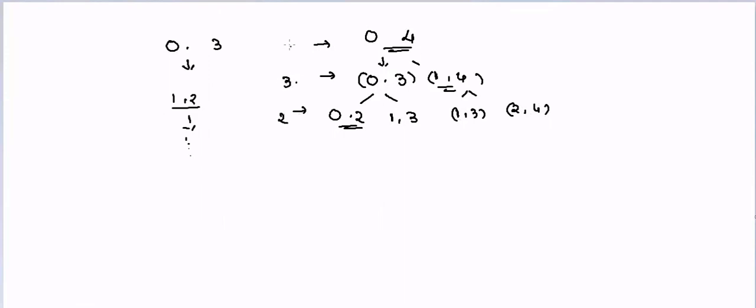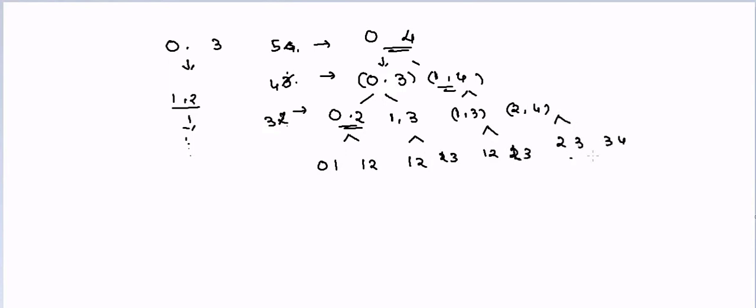So over here with the length 5, over here with the length 4, over here with the length 3, and then 0 to 2 again we'll go with 0 1, 1 2, then 1 2, 2 3, again 1 2, 2 3, and for 2 4, 2 3 and 3 4. With the length 2 we will pass this.